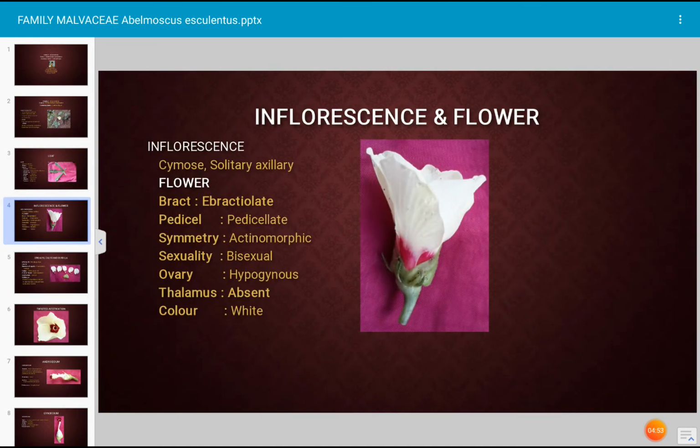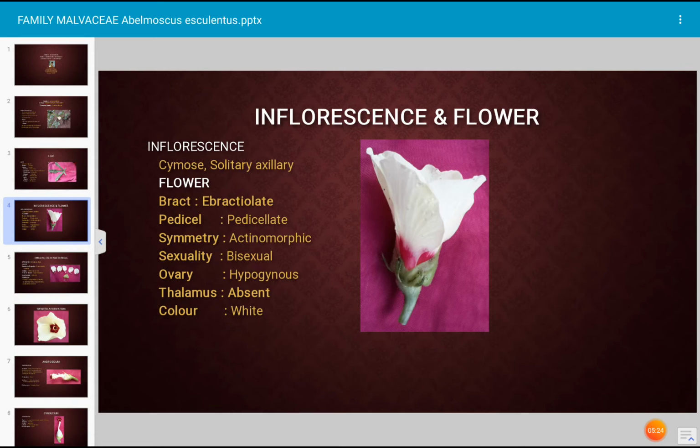Inflorescence and flower. Inflorescence: cymose, solitary, axillary. A cymose, solitary type of inflorescence which is axillary occurs in Abelmoschus esculentus. How is the flower? At the base of the flower there is no bract. Bract is absent in the flower. Such a flower is described as an ebracteolate flower. Bracteole absent. Bract is absent.